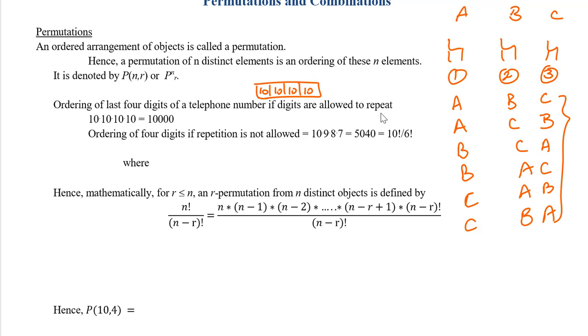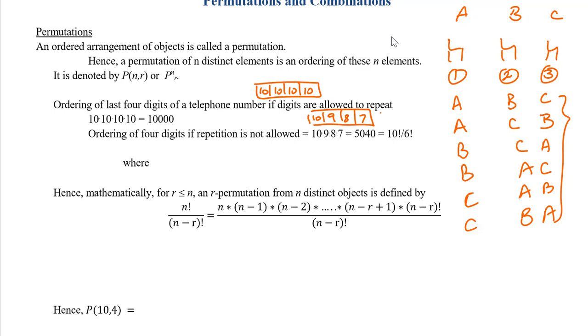But what if repetition is not allowed? Then for the last 4 digits, the first one you have 10 to choose from, 0 to 9, 10 digits to choose from for that first position. For the second one, once the first is fixed, you cannot repeat the number, so you have only 9 to choose from, and so on and so forth. So you have 10 times 9 times 8 times 7 different ways, which is 5040. This is the same as 10 factorial over 6 factorial.